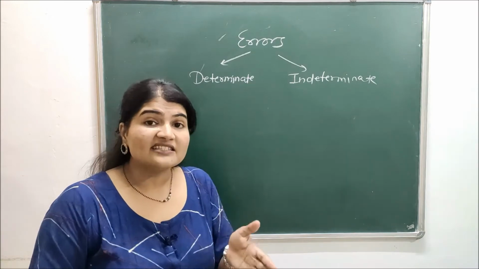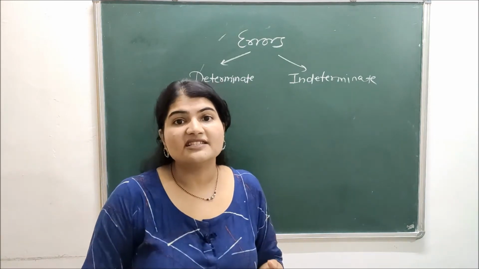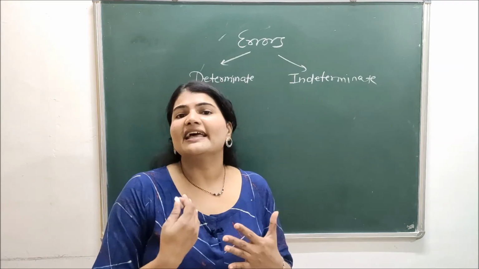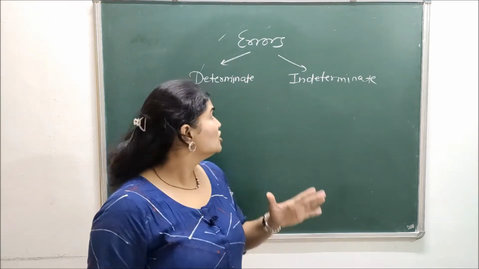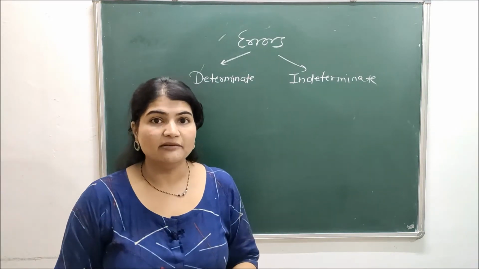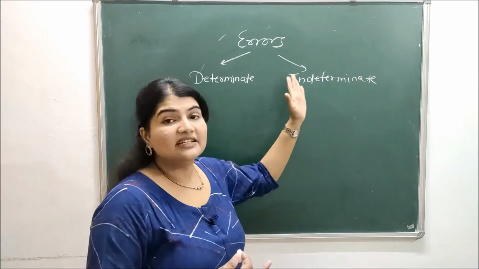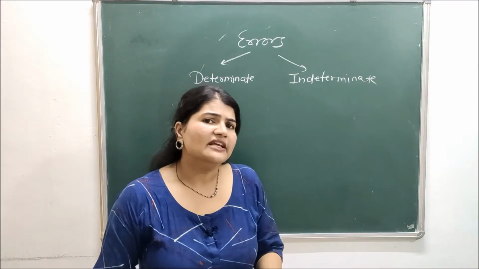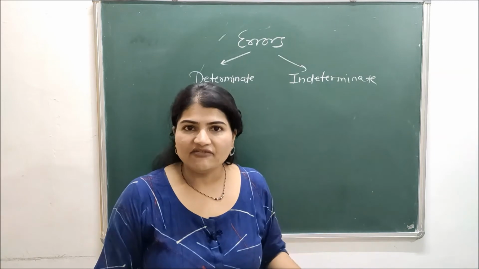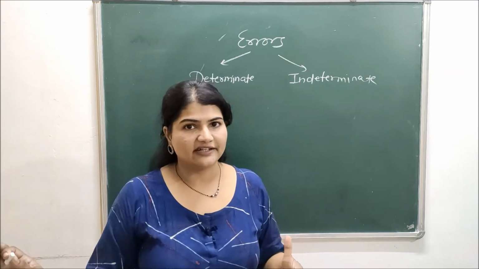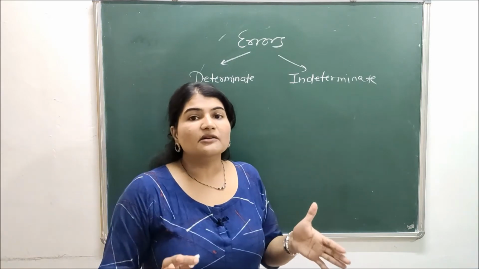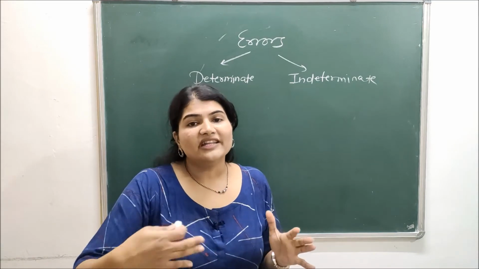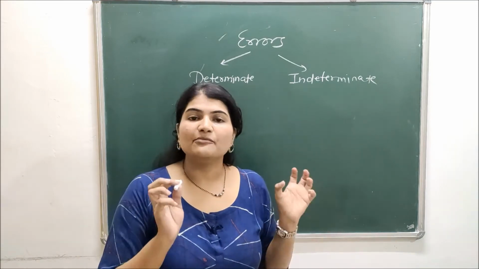Now determinate, as the name suggests, means these errors can be determined, these can be identified, and if identified they can either be avoided or corrected. So determinate errors can be avoided or corrected because they are determinable. But the other type of errors, indeterminate errors, are actually random errors which cannot be identified, and cannot be avoided or corrected. Determinate errors are the major sources of errors in pharmaceutical analysis. So we will study what different kinds of determinate errors can arise in a particular measurement.